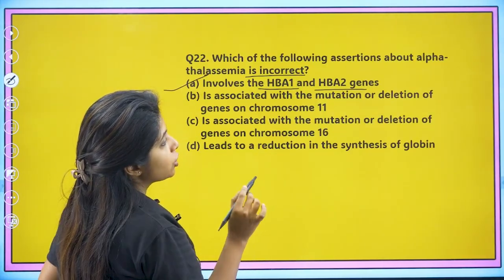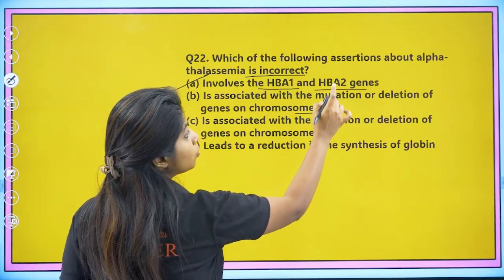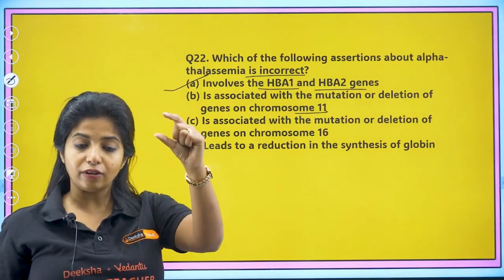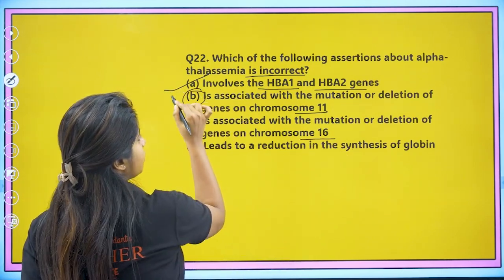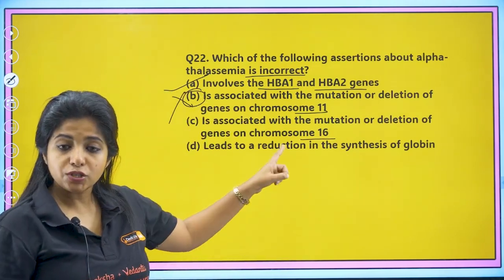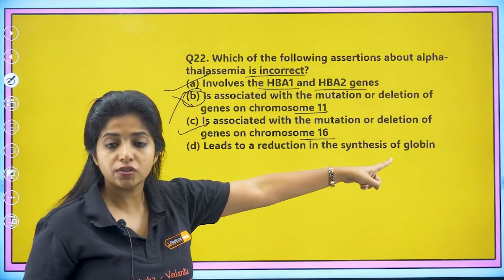Is associated with the mutation or deletion of genes on chromosome number 11. Chromosome number 11 has nothing to do with the alpha globin gene, because the genes of alpha globin are not on chromosome number 11, they are on the 16th chromosome. So, this statement is wrong. Is associated with the mutation or deletion of genes on chromosome 16? Yes. It leads to reduction in synthesis of globin? Yes.